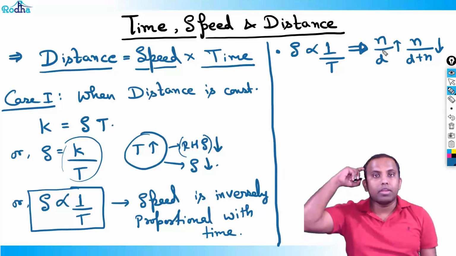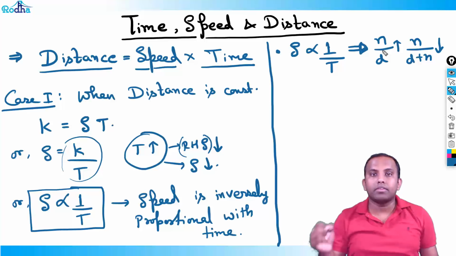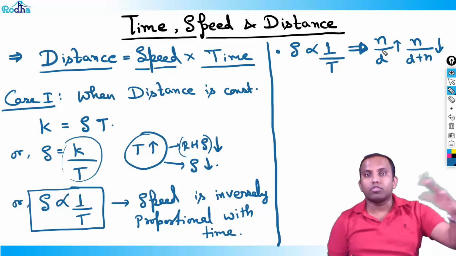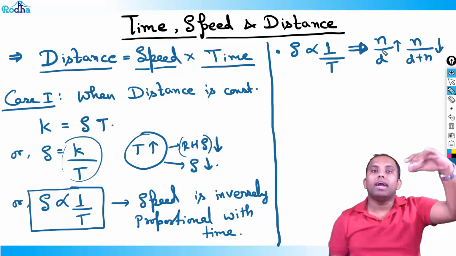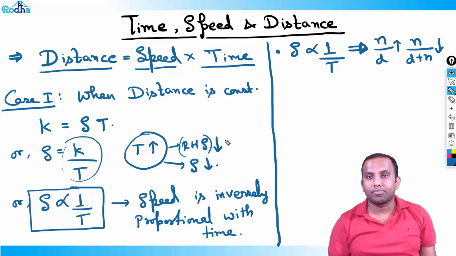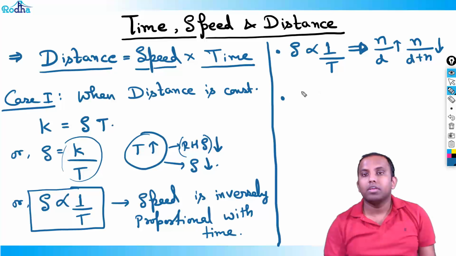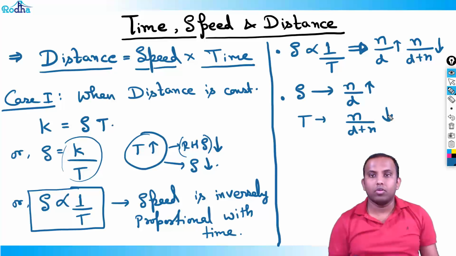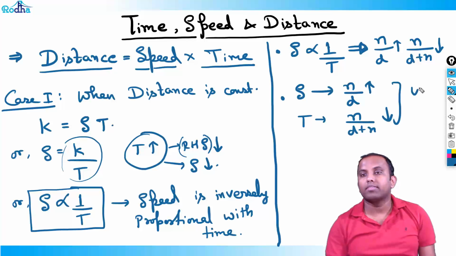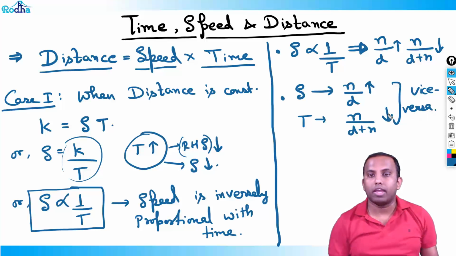Another application we will do here. When two quantities are inversely proportional, as we discussed in percentages, and we proved it also, if one quantity is increased, the other will have to decrease. If one quantity increases by n by d, the other will decrease by n by d plus n. For example, if speed increases by n by d, then obviously time will decrease by n by d plus n. And vice versa: if speed decreases by n by d plus n, time will increase by n by d.